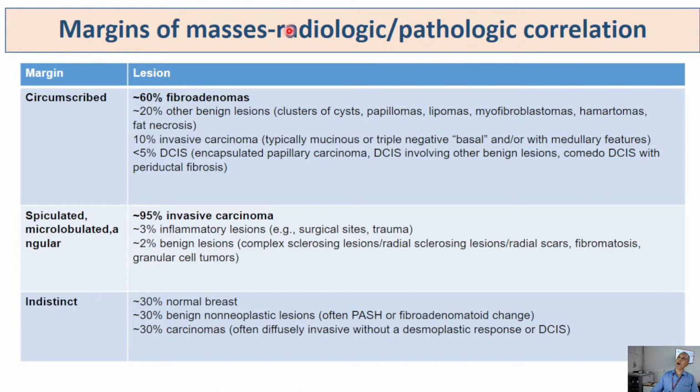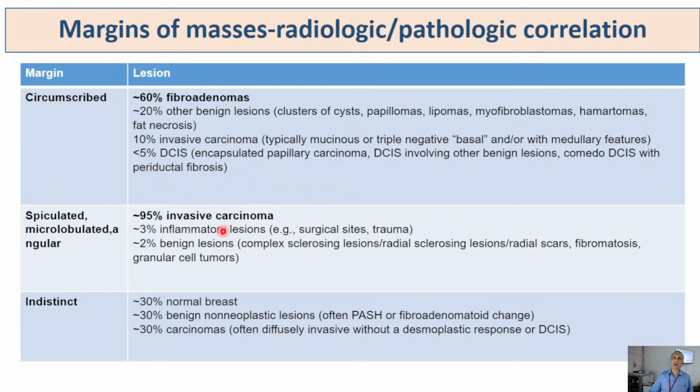Then regarding the margins of masses, if you look at the rad-path correlation, if you have a circumscribed margin, most of these lesions in clinical practice are likely to be fibroadenomas. Rarely they can be rare lesions like hematomas, myofibroblastomas, papillomas, etc. And very few will actually be carcinomas. And if at all they are carcinomas, they're likely to be triple negative breast cancers with medullary phenotypes or a mucinous carcinoma, which can have these kinds of margins, and sometimes TCIs.